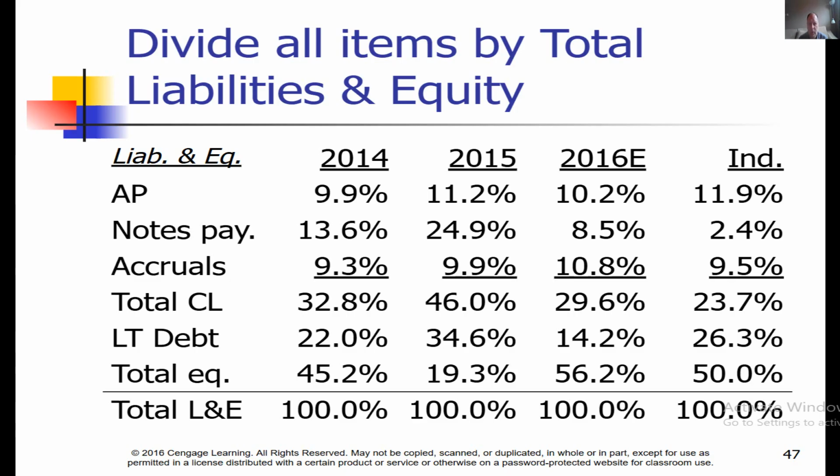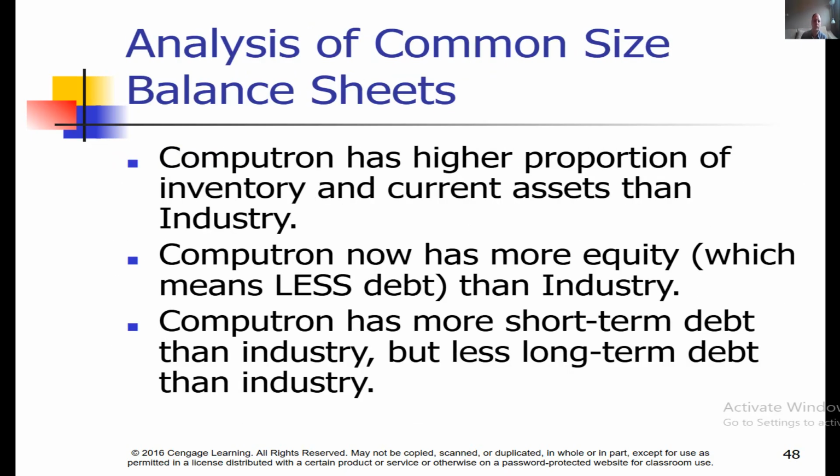The total equity is below the industry average, but is anticipated improving in 2016. Of course, companies also always anticipate they're going to improve. So as an analysis of the common size balance sheet, Computron has a higher proportion of inventory and current assets than the industry. Computron has more equity than the industry, which means less debt, and Computron has more short-term debt than industry, but less long-term debt.